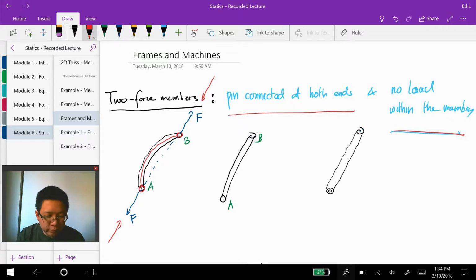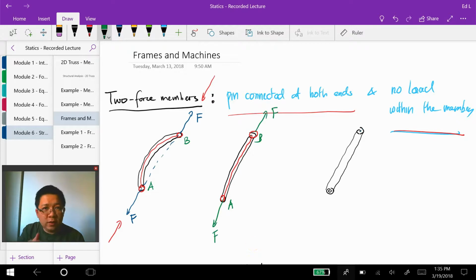Okay, so we can further simplify the shape of these members. Let's say that right now we have a straight member that is pin connected at both ends, at A and B, right? And there's no load applied within the member. Then we know that the internal connection forces at A and B have to be collinear. So if this is F, then this is F.